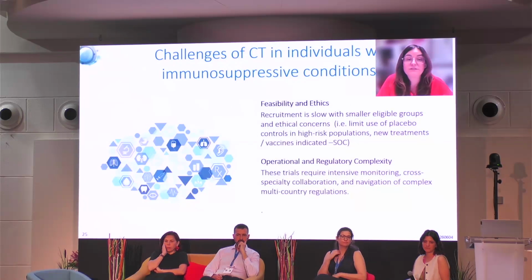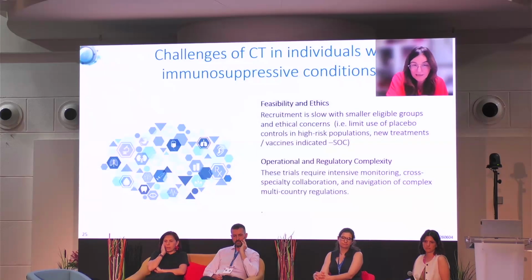And of course, there are a lot of feasibility and operational challenges, not only the immune part. The recruitment is much slower because you have smaller eligible groups. As Charlotte was mentioning, it's not the same going to 70,000 healthy adults as going to 200 individuals, where you need to have 50 adults with transplantation, 50 adults with lupus, 50 adults with HIV, and those conditions. That is much more challenging in terms of recruitment.